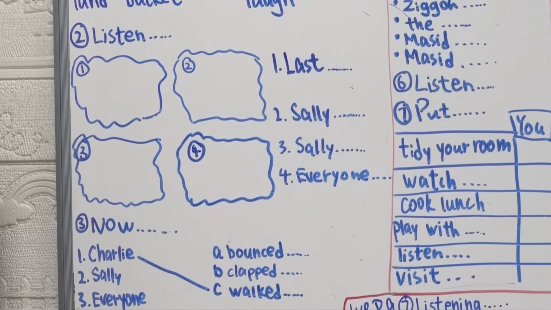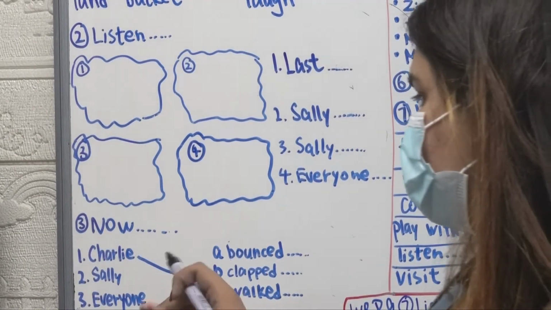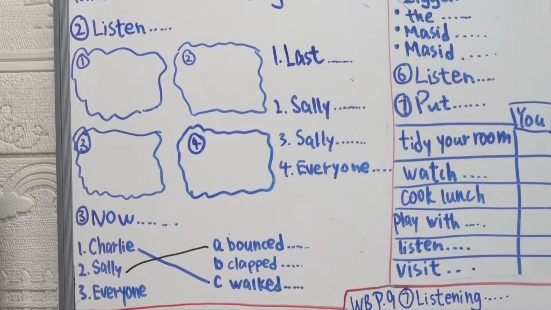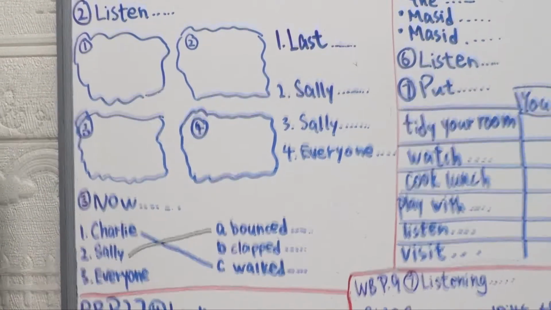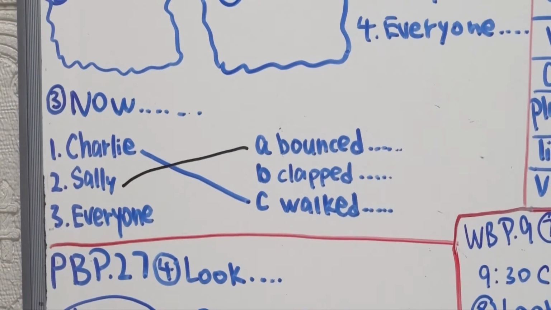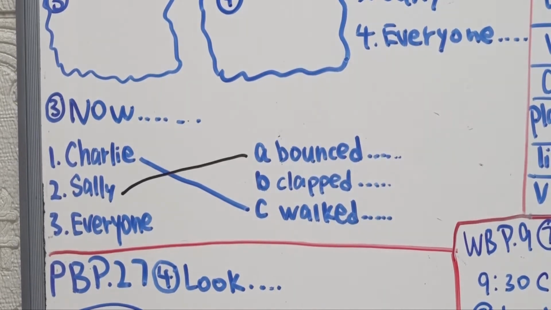Now, number 2 is Sally. Alright, so what did Sally do? Sally bounced the ball on her nose. So the answer for number 2 should be this one. Which paragraph tells us that? Paragraph 2, right? It said that Sally bounced the ball on her nose. Then she walked along the seesaw.